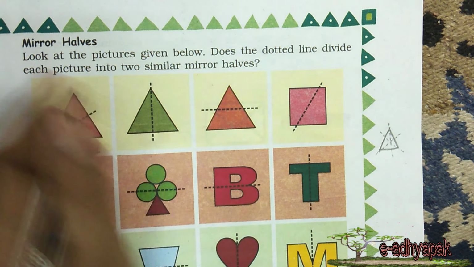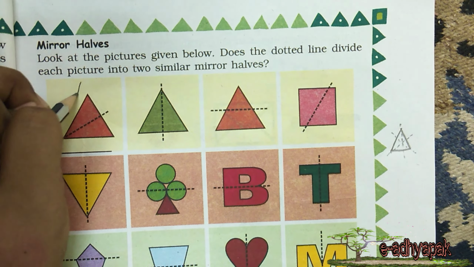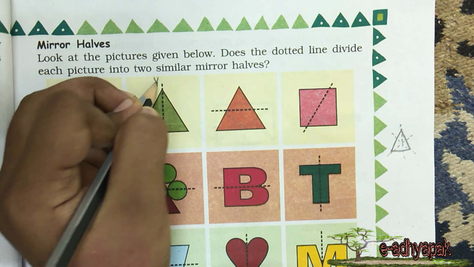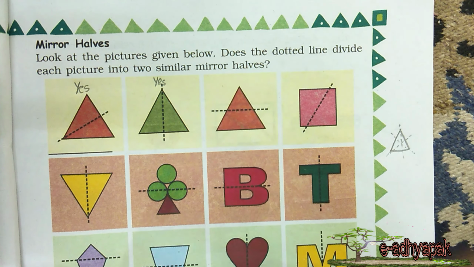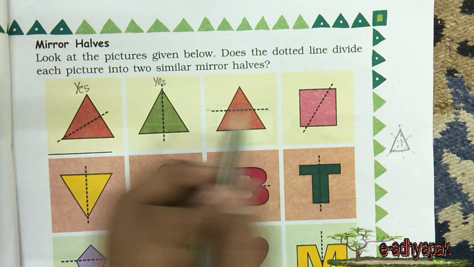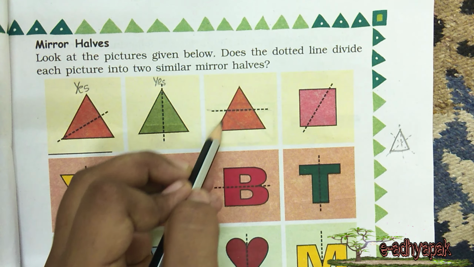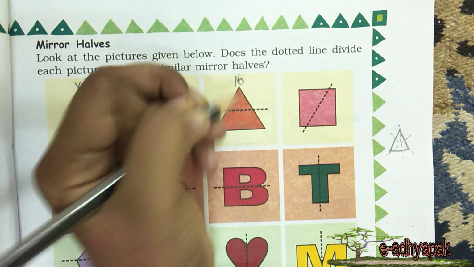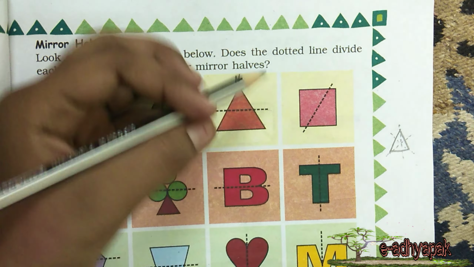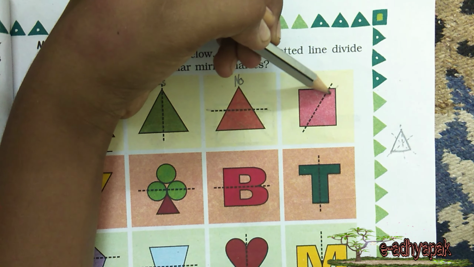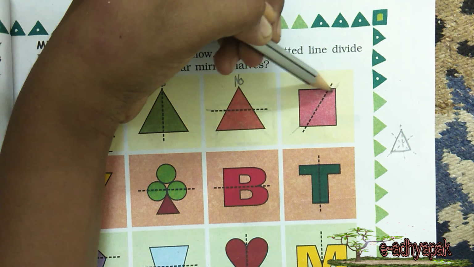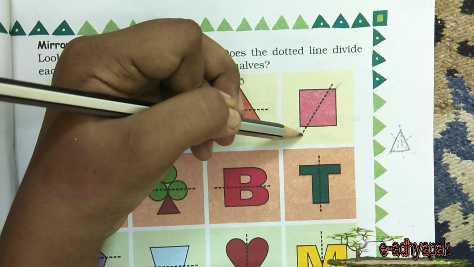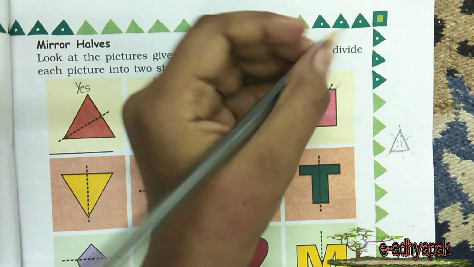So this one can be divided. You can write it as yes. This one can be divided, yes. But this one you can see, if we divide it like this, then this one and this one is not similar. So write it as no. This one also cannot be divided, because if he did it like this, then it could be yes, but he did it like this, so it's a no.